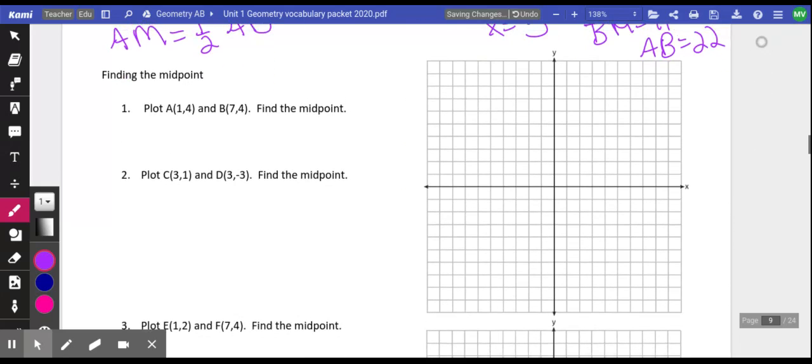So now we're going to talk about on a coordinate grid. So I want you to go ahead and try 1 and 2. Pause and come back, and we'll talk about them.